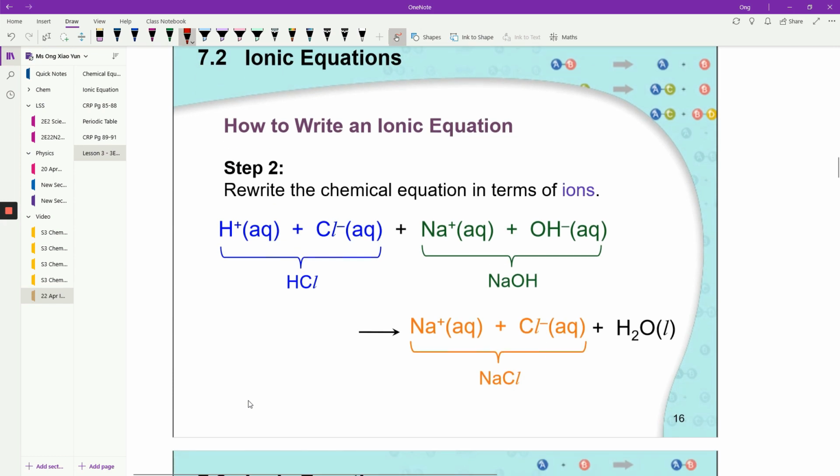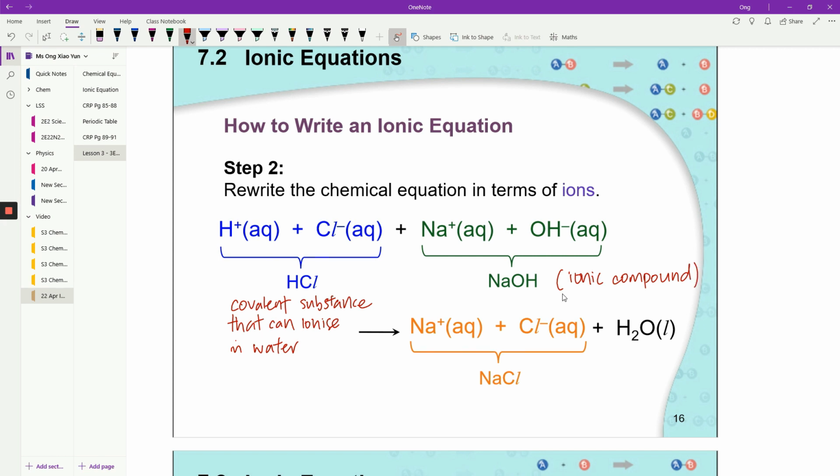After which, you rewrite the chemical equation in terms of its ions. So HCl, which is hydrochloric acid, is able to ionize. Although it is a covalent substance, it can be ionized into H+ and chloride ions. Okay, so for sodium hydroxide, it is an ionic compound. An ionic compound is usually able to dissolve in water, so usually soluble in water. So we can write them into sodium ions and hydroxide ions.